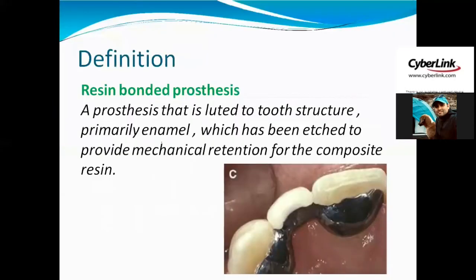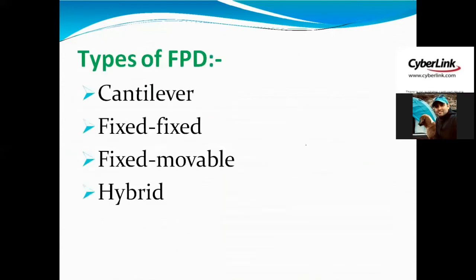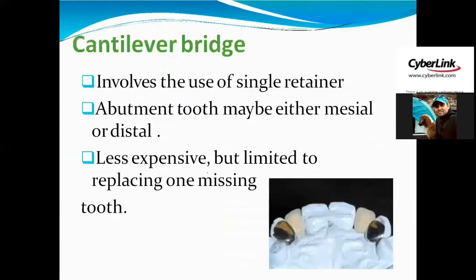So a resin bonded prosthesis is a prosthesis that is luted to the tooth structure, primarily enamel, which has been etched to provide mechanical retention for the composite resin. Here, you can see this is the pontic, and these wings are attached to these abutment natural teeth. So these types of FPDs are cantilever, fixed-movable, and hybrid. First of all is the cantilever bridge.